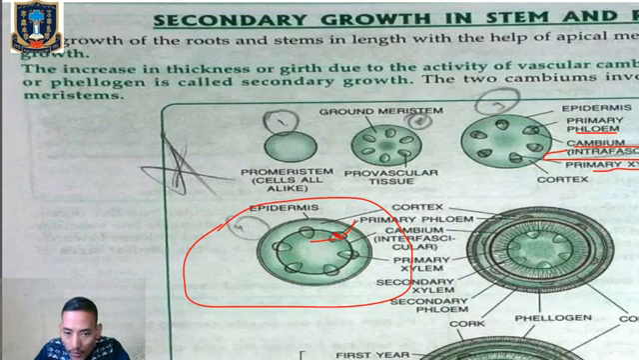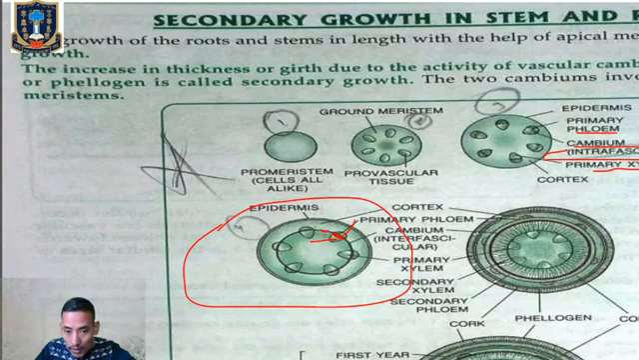intrafascicular cambium. Now during the secondary growth of the stem, this intrafascicular cambium, along with the medullary ray, will form the interfascicular cambium.